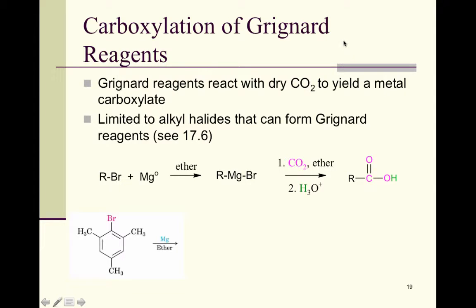Carboxylic acids can be formed from Grignard reagents. Grignard reagents react with dry CO2 to yield a metal carboxylate. These are limited to alkyl halides that can form Grignard reagents. More details would be in Chapter 17, Section 6 in your textbook. This first half is showing the Grignard reagent being prepared. What we're looking at here is CO2, dry ice, ether, and the second step is where we have the acid coming in, the protonation of our product.